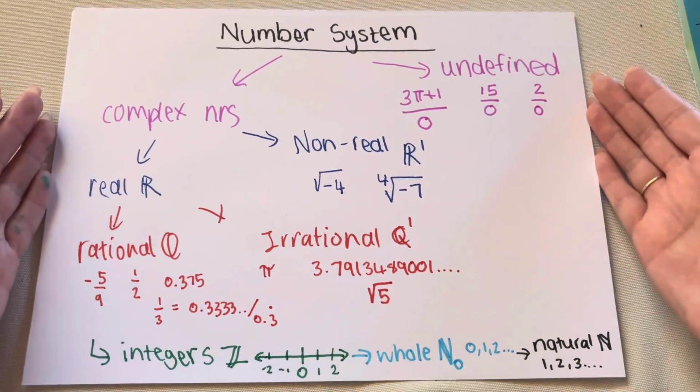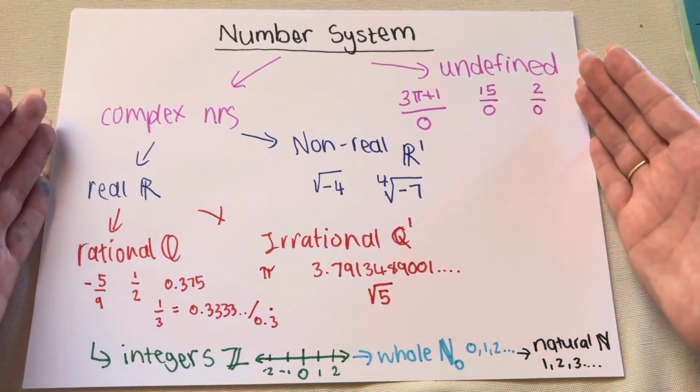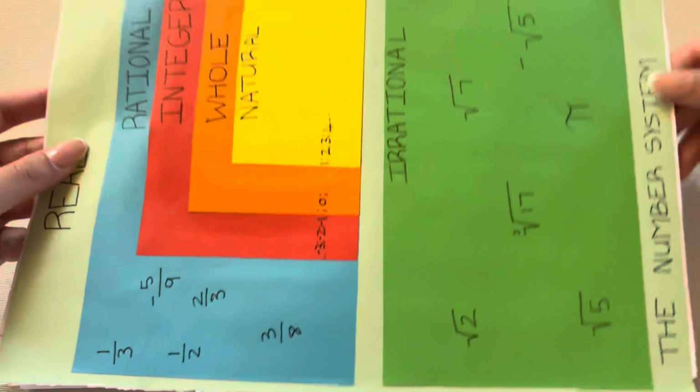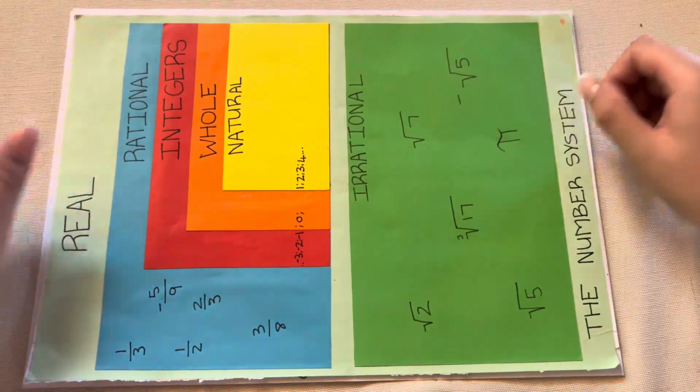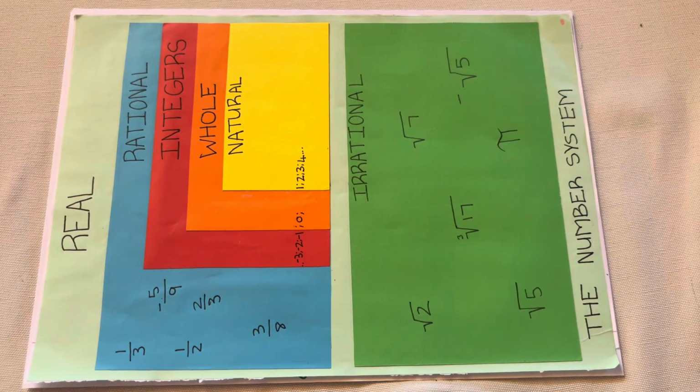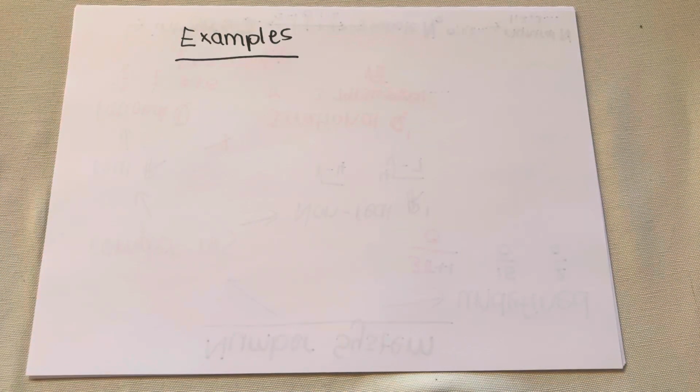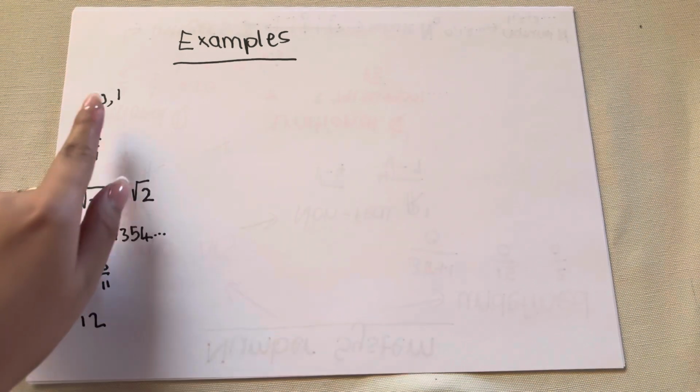So here is a nice summary of all of the number systems and all the examples. I'll also include one here if you'd like to take a screenshot. This one is appropriate for grade 9s, grade 10s, and up. This one is for grade 10s and up. Let's have a look at a few basic examples.